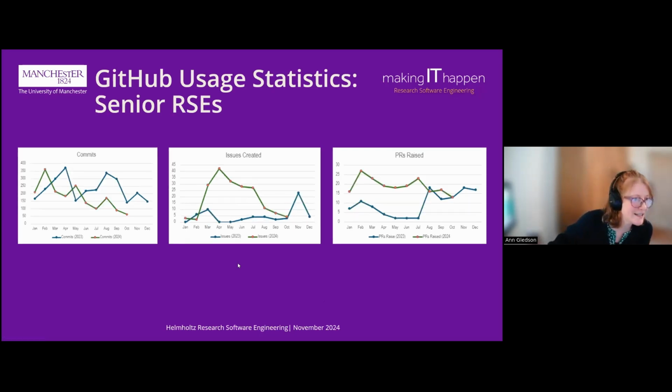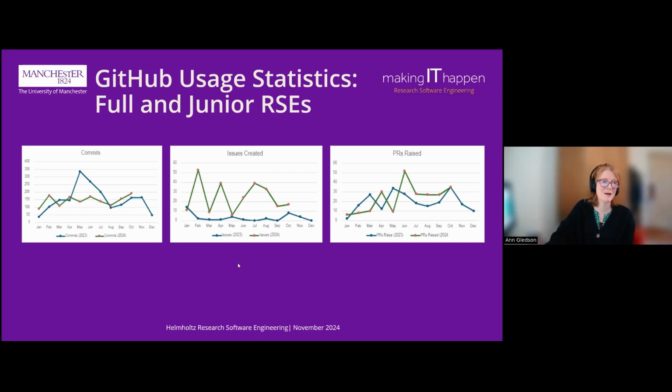Senior RSEs, the commits. Again, not much to show in the commits. If anything, fewer commits. For issues created, we've got lots more issues created, and that fits in with how we use GitHub projects. And PRs raised, it was a lot higher in 2024, generally a lot higher. These results are quite approximate.